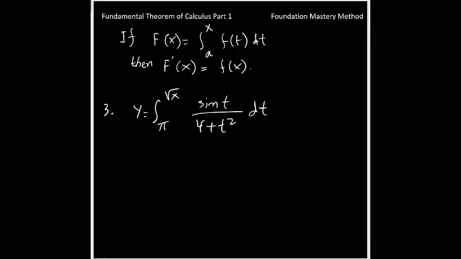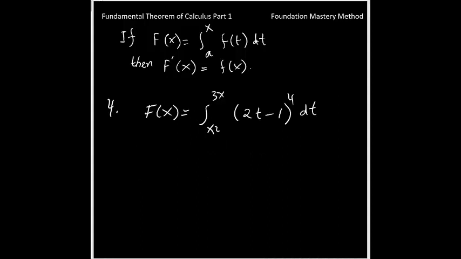Example 3. Now we have y equals the integral from pi to square root of x of sine t over 4 plus t squared dt. So then the derivative dy/dx, there is a constant, so we can ignore that one. t will be replaced by square root of x. So you get sine square root of x over 4 plus x, because we square it, times the derivative of square root of x, which is 1 over 2 square root of x.